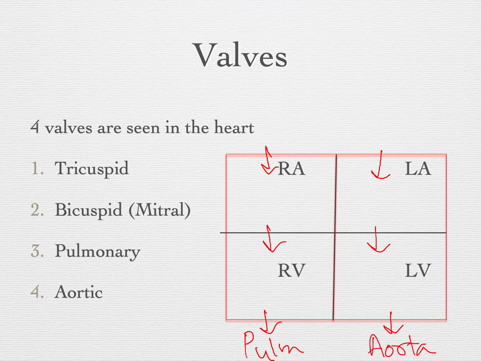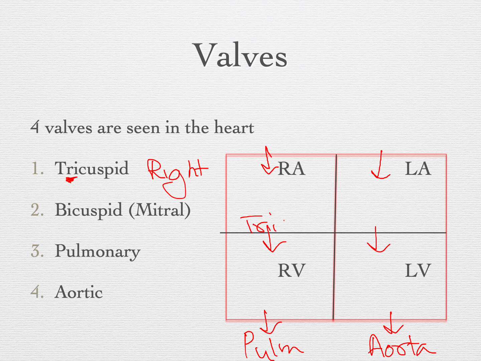So the 4 valves which are present, and the names of these valves along with the location, become very important for the exam. The first valve is known as the tricuspid valve, which is present between the right atrium and the right ventricle. And I think the easiest way that I like to remember is that tri is present in the right region. The second is the bicuspid valve, which is present between the left atrium and the left ventricle.